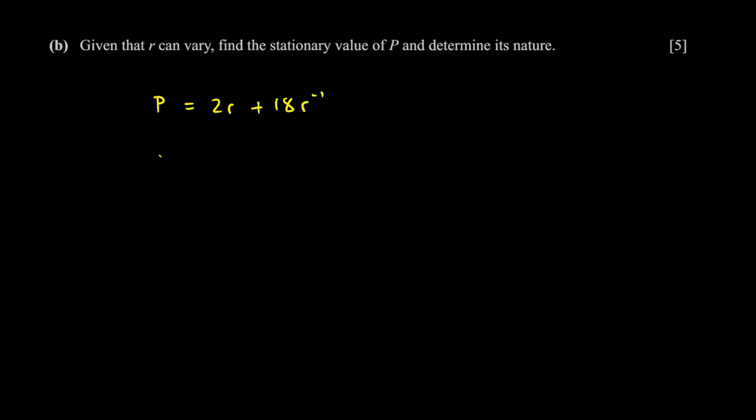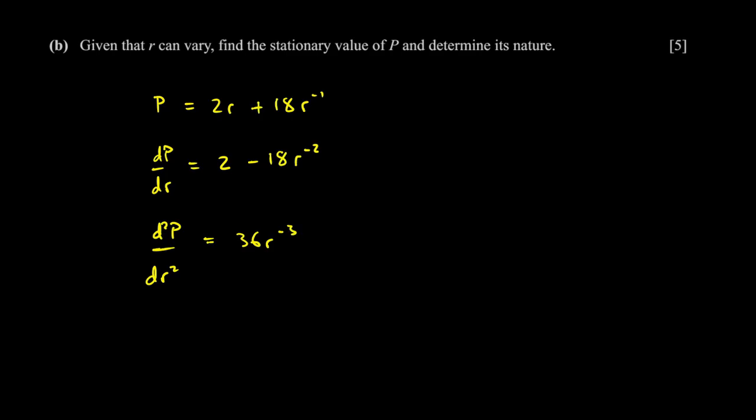So if I differentiate this, if I find dp/dr, that's going to give me 2 minus 18r to the power of negative 2. And we'll differentiate it again because we want to determine the nature of our stationary point. So this will become positive 36r to the power of negative 3.